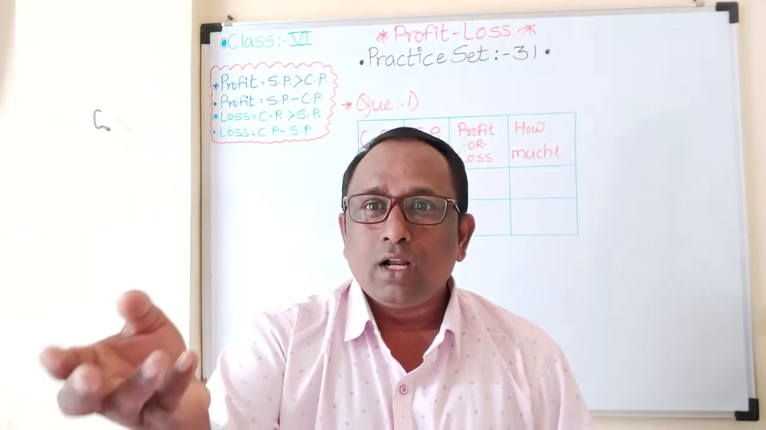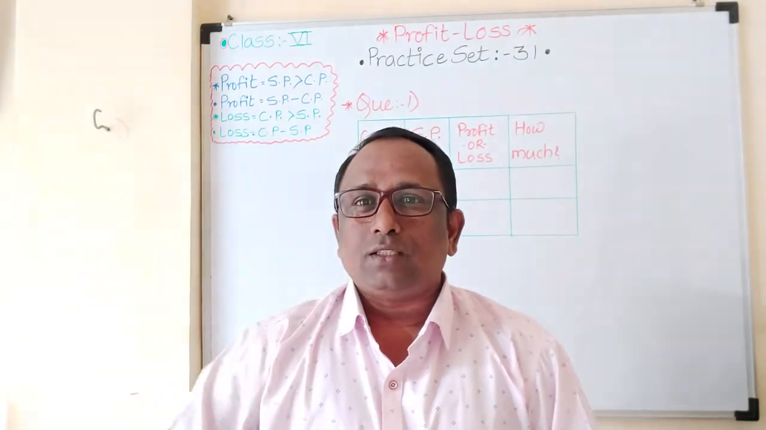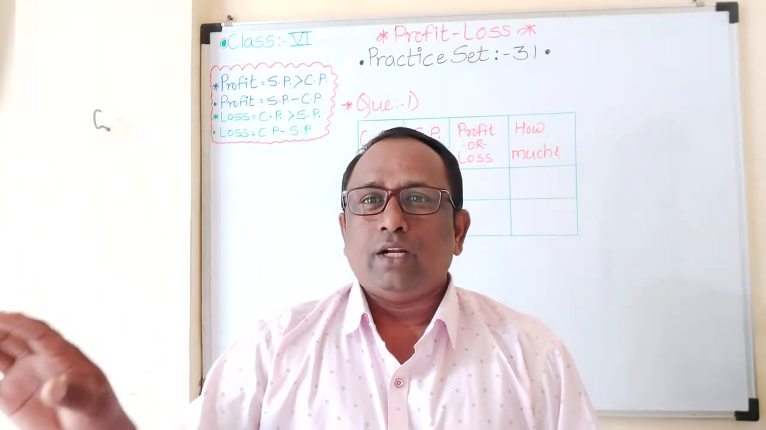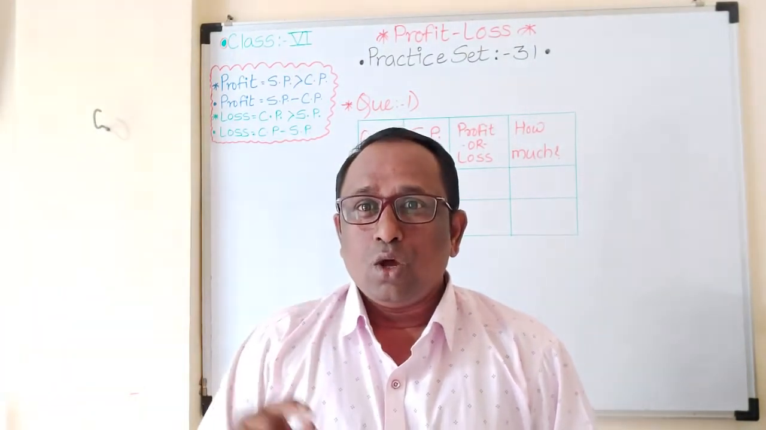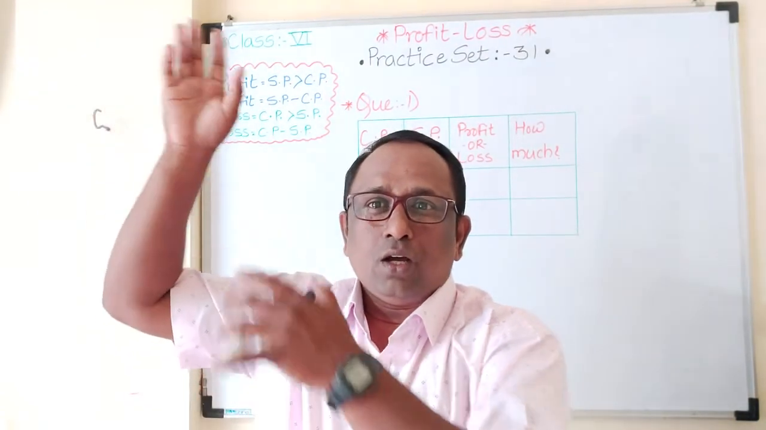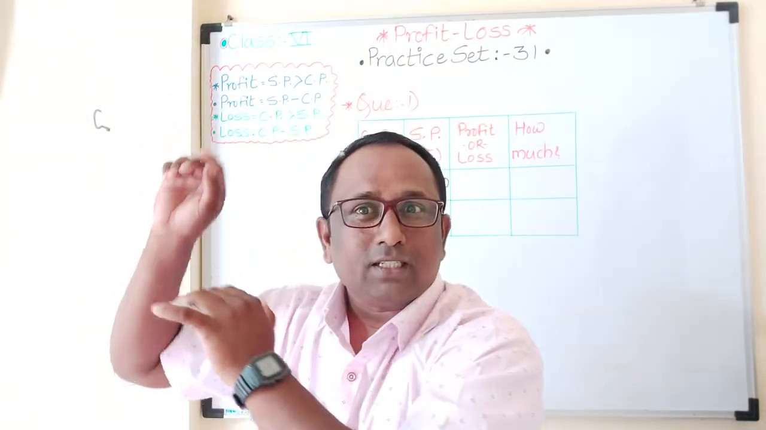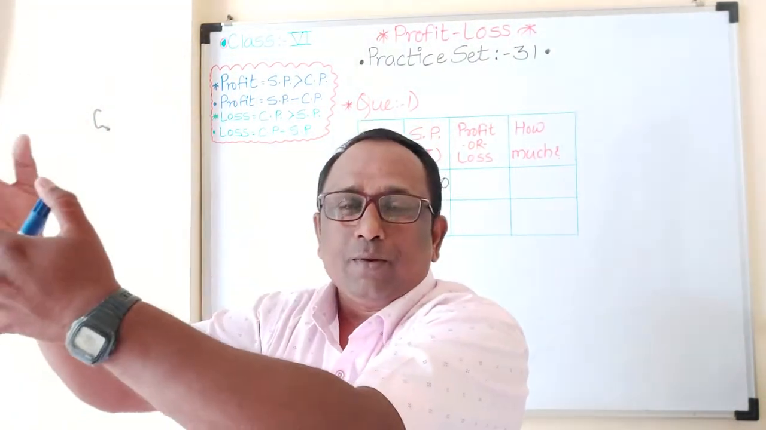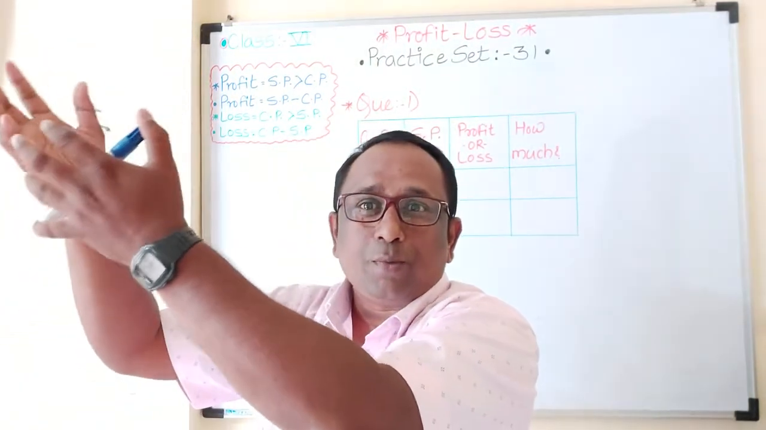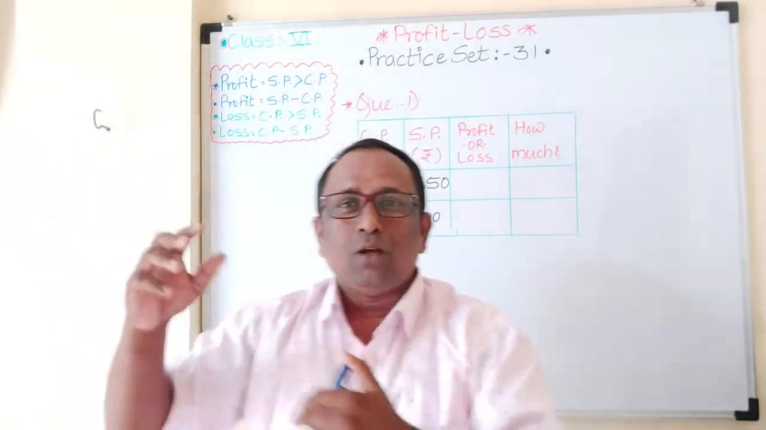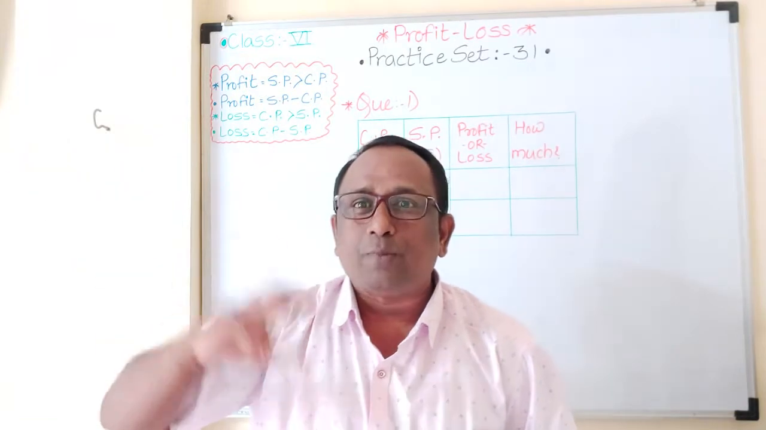For example, I purchased a cricket bat for 1000 rupees from another trader. So that is my cost price, in short CP. I paid that trader for purchasing that bat, so 1000 is my cost price.